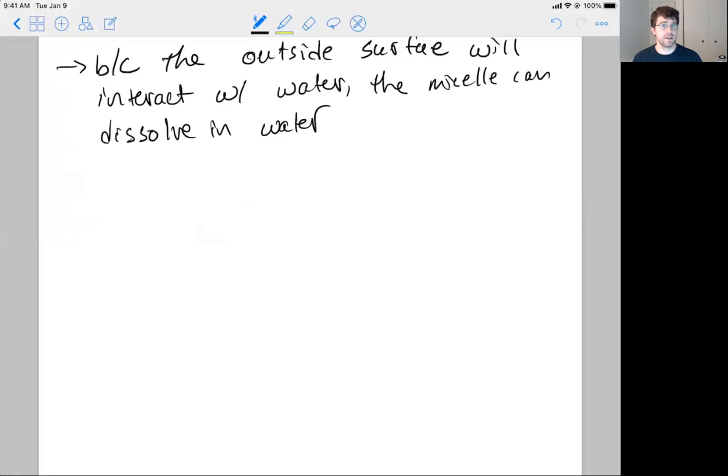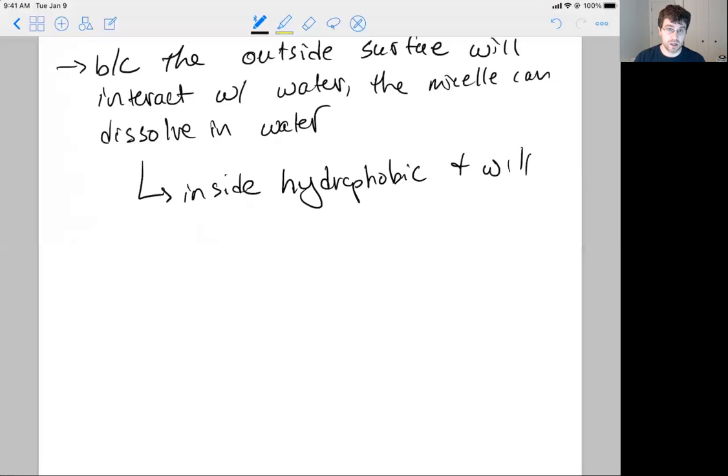Okay, so all I'm saying is we have a hydrogen bonding ability of all of the water molecules to the outside surface, the carboxylic acid heads of our micelle. But something is interesting that's happening inside. The inside is hydrophobic and will dissolve, or productively interact with, things that don't dissolve in water.